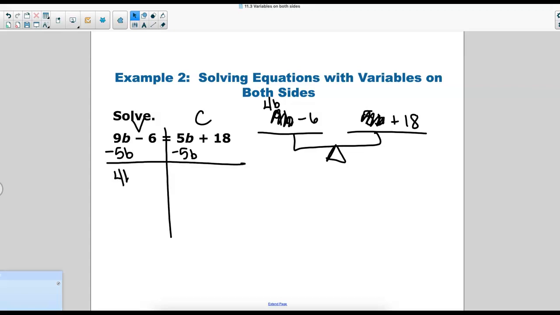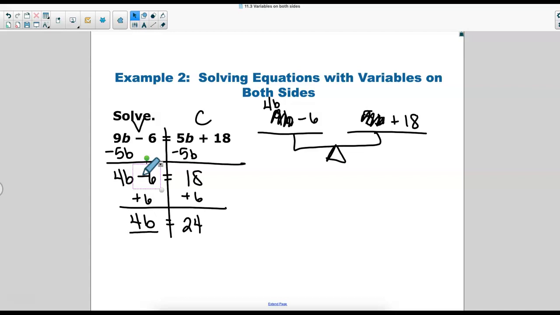Now I have 4b minus 6 equals 18. Now I have to get rid of the constant over here. I get the variable and its best friend by itself. So what do I do? Add 6. 4b equals 18 plus 6 is 24. And then finally divide by 4. b equals 6. Are we okay with that? Any questions there?